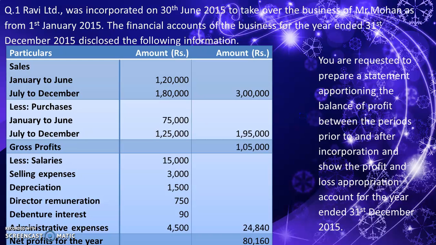Question number 1. Ravi Limited was incorporated on 30th June 2015 to take over the business of Mr. Mohan as from 1st January 2015. So the date of acquisition is 1st January 2015 and date of incorporation is 30th June 2015. The financial accounts of the business for the year ended 31st December 2015 disclose the following information. The account is closed on 31st December 2015, and this is going to be our third important date to find time ratio. So with these three important dates, we have to find time ratio, and the details are given.